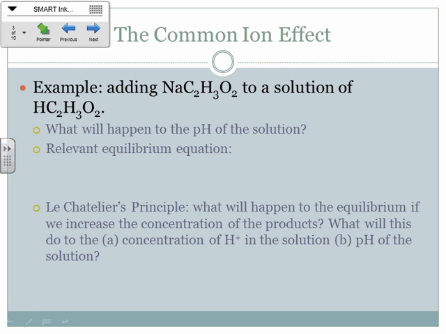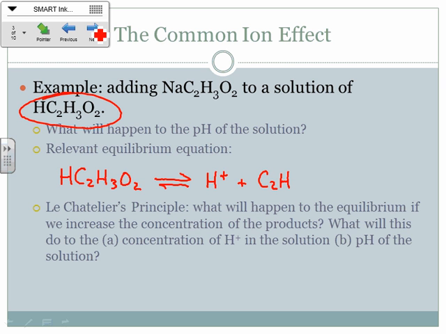Okay, so let's say that we have a solution that has acetic acid in it, the HC2H3O2. And we're going to add some sodium acetate into that solution, and we want to know what's going to happen to the pH of the solution. Okay, so the equilibrium equation here that we would want to think about when we have acetic acid in water. You can put the water in here, I'm taking the shortcut method with this. So H plus plus C2H3O2 minus.